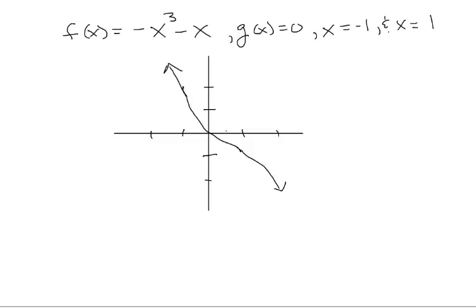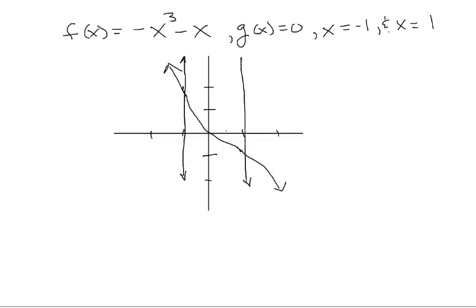So I have a rough sketch of negative x cubed minus x on the screen already, and then we need to draw the other curves in. And remember, g of x is equal to 0 is just the x-axis, so it's already drawn in for us. And then we have x is equal to negative 1, which is a vertical line. And then we have x is equal to 1, which is also a vertical line.